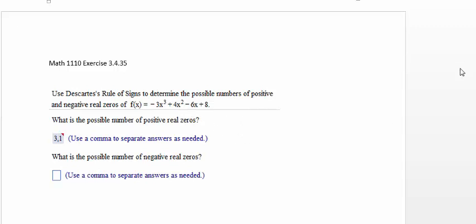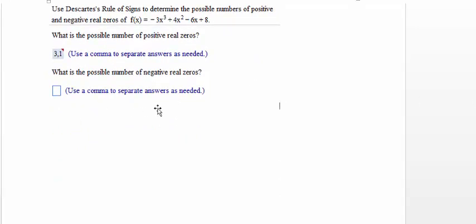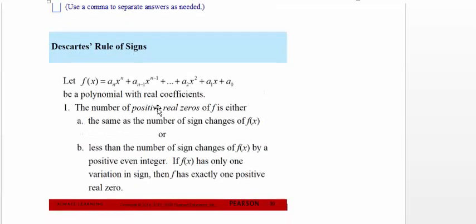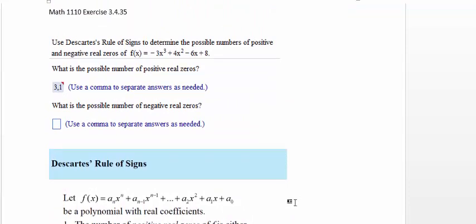So first we'll need to make sure we're clear on what Descartes's rule of signs actually tells us. So let's look at the first part of this, where the number of real zeros is either the same as the number of sign changes of f of x or less than the number of sign changes of f of x by a positive even integer. So if f of x has only one variation in sign, then f has exactly one positive real zero. So let's take a look at what that means for this problem.